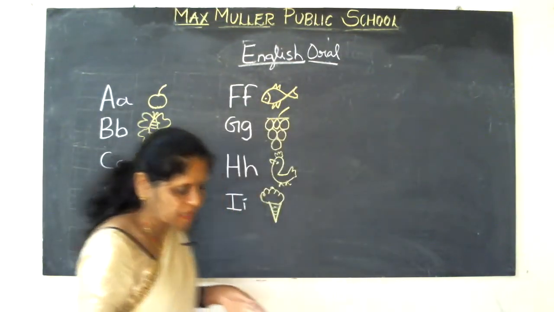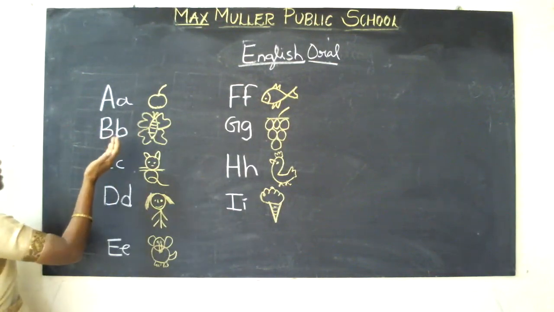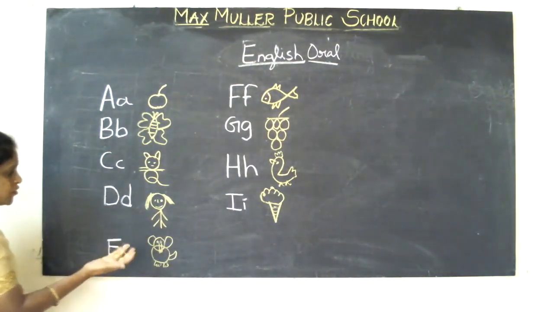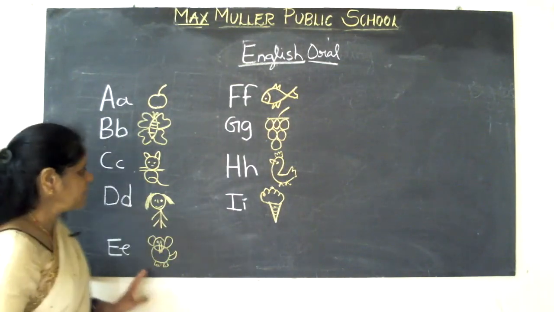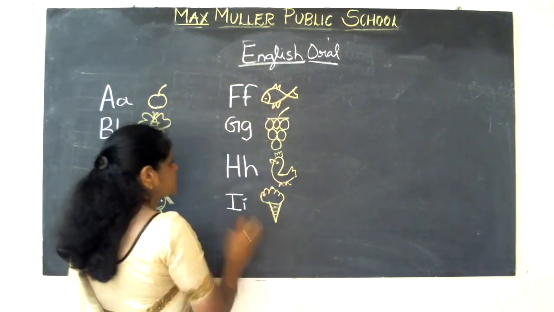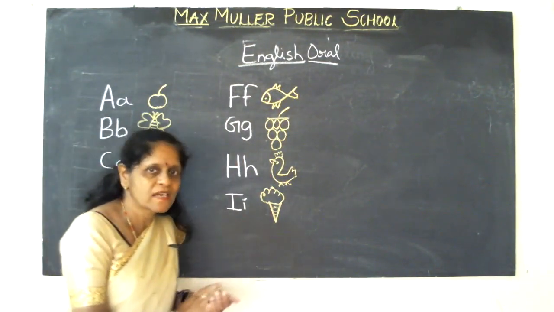So, again, I'll repeat. A for apple. B for butterfly. C for cat. D for doll. E for elephant. F for fish. G for grapes. H for hen. I for ice cream.